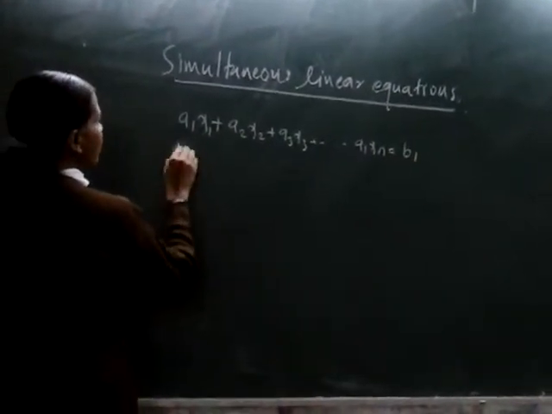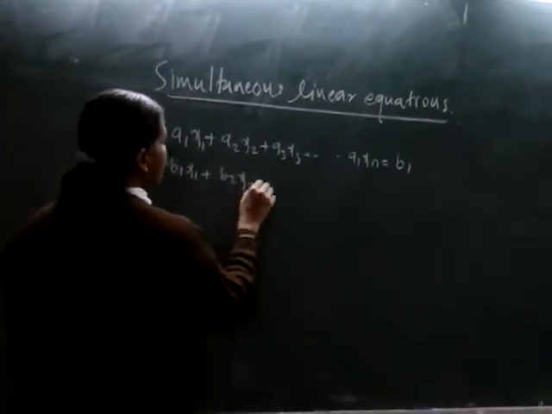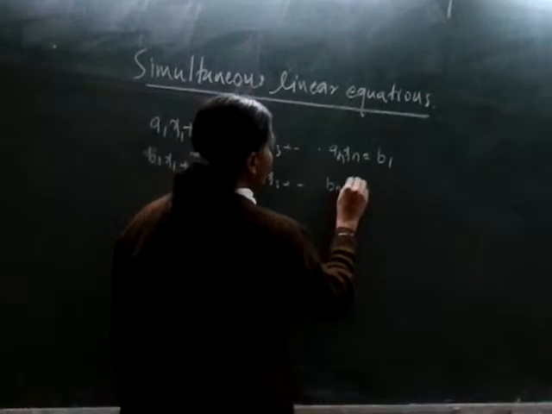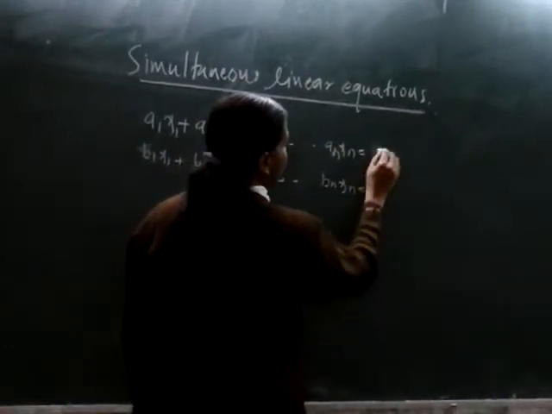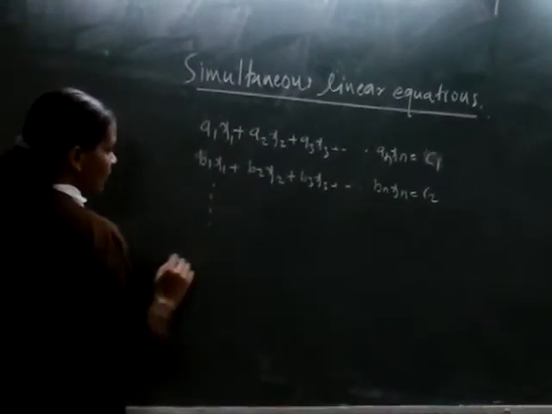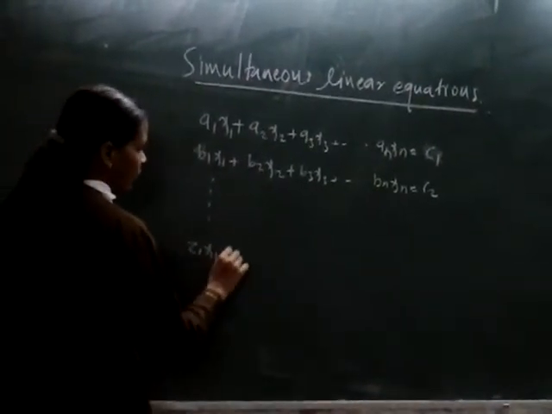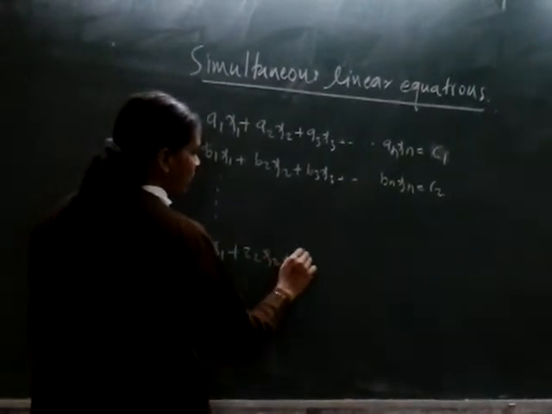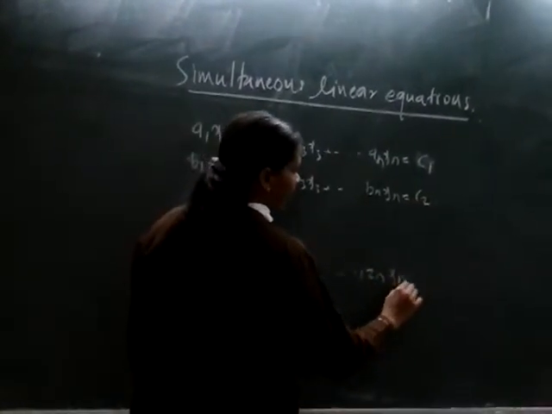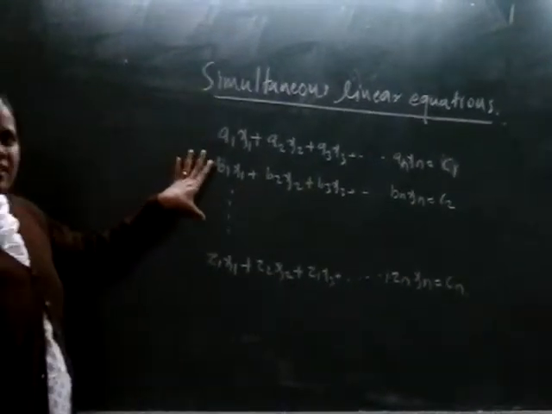Next is b1x1 plus b2x2 plus b3x3 and so on, up to bnxn is equal to c1, and here c2. Up to so on, we are considering the last equation, that is z1x1 plus z2x2 plus z3x3 and so on, up to znxn is equal to cn. This is a system of n equations in n unknowns.